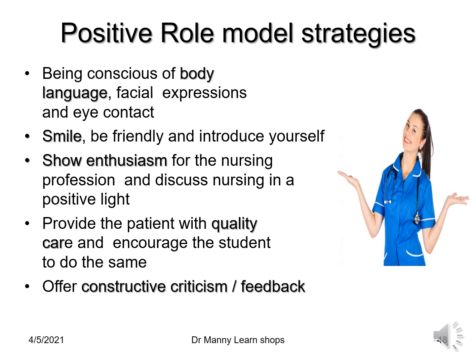What are some of the strategies that we can employ to be a positive role model? Body language is really important. So consider your body language, facial expressions, eye contact. Smile, be friendly and introduce yourself. Show enthusiasm for the nursing profession. Don't denigrate it. Discuss nursing in a positive light. Provide the patient with quality care and encourage the student to do the same. Always offer constructive criticism and feedback.